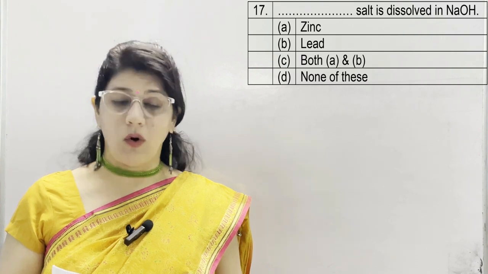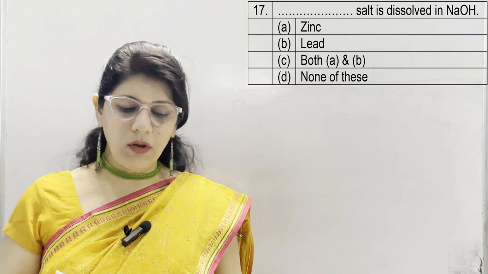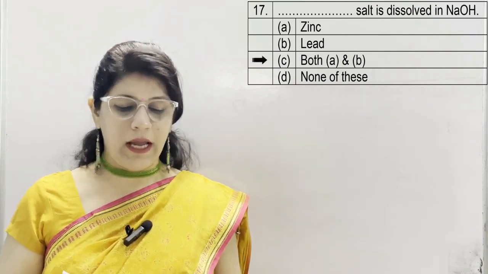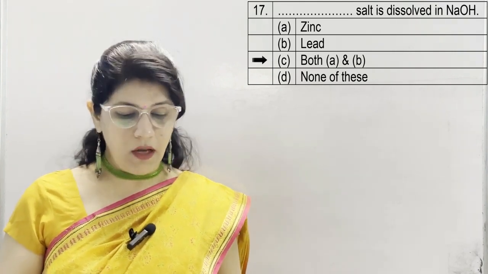Question number 17. Dash salt is dissolved in NaOH. A option zinc, B lead, C both A and B, and D none of these. Correct option is C, which is both A and B. It means lead and zinc, both salts are dissolved in NaOH.